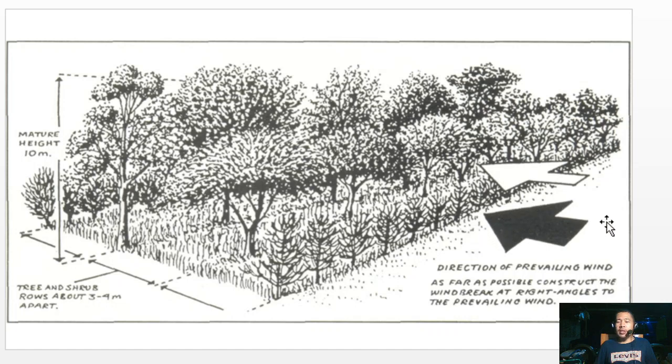For example, if the velocity of the wind is 50 kilometers per hour and the height of your tallest trees is 10 meters, you multiply it by 20, and that is the distance of the area that you can protect. So if the height is 10 meters, you can have a protected area coverage of about 200 meters.